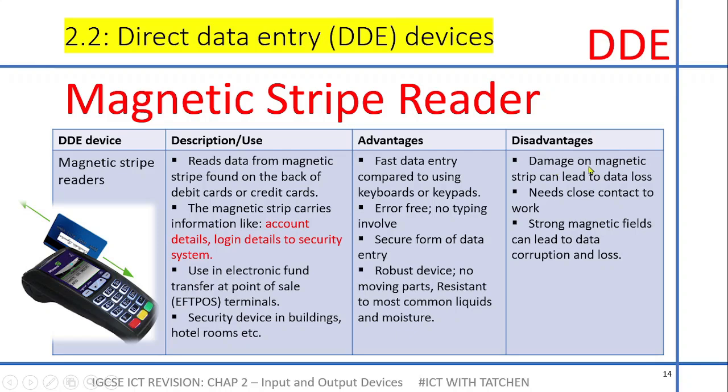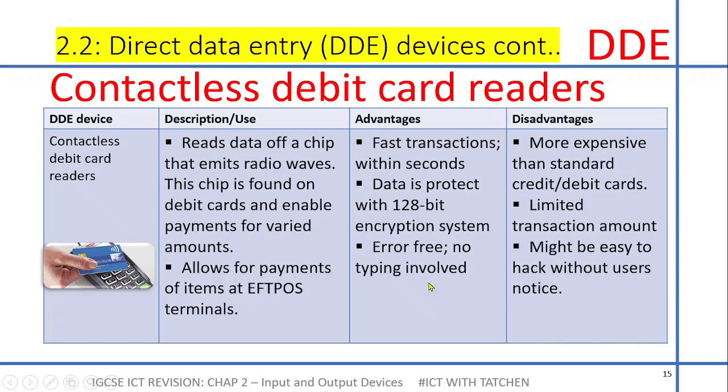Disadvantages: it can damage the magnetic stripe, this black area here. Yeah, it could lead to data loss. It needs close contact to work, so you need to swipe it. It's not something that you can use wirelessly. Strong magnetic fields can lead to data corruption and loss. That is true.